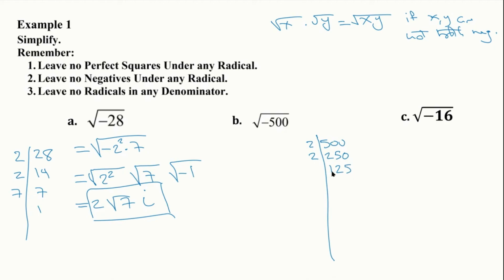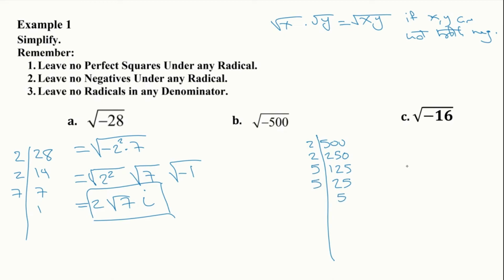I try to see if I can use 3. Remember, you add the digits. If the sum is divisible by 3, then the number is divisible by 3. 1 plus 2 is 3 plus 5 is 8. That is not divisible by 3. So I go ahead and move to 5. So when I divide 125 by 5, I get 25. And once again, I can go with 5. 25 divided by 5 is 5 again.